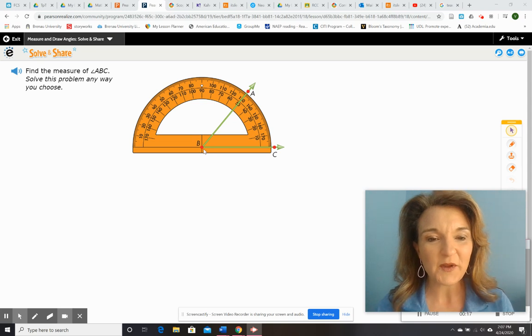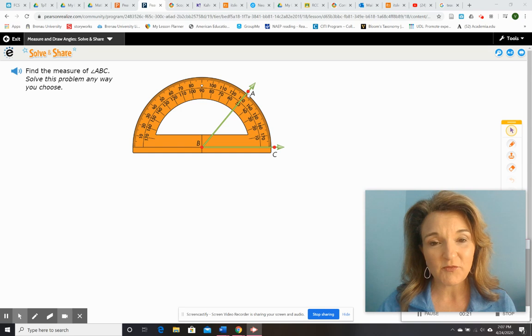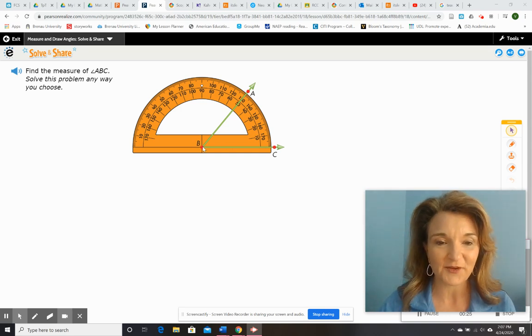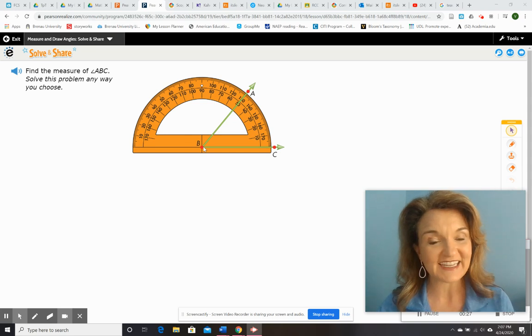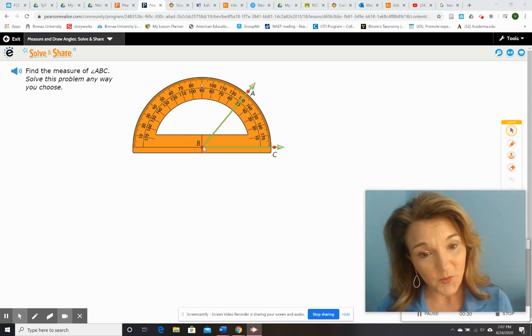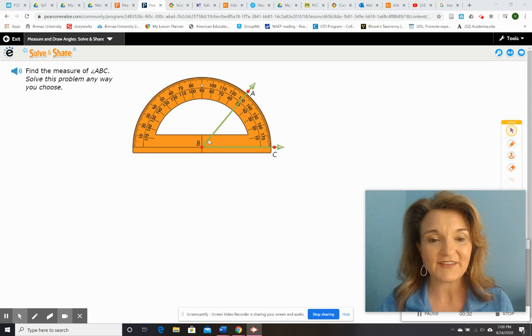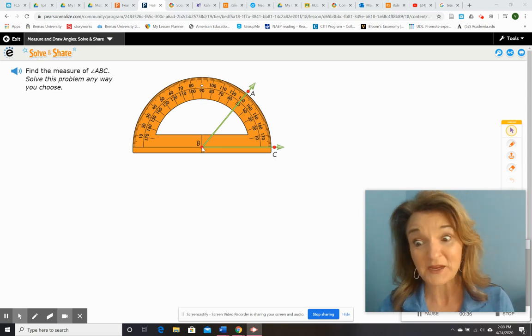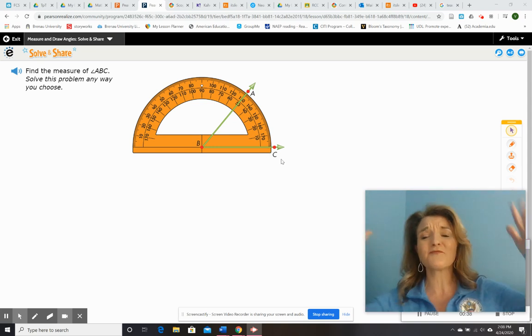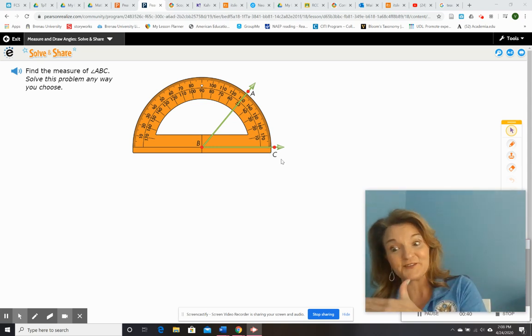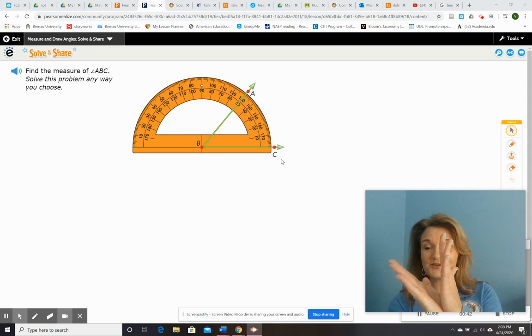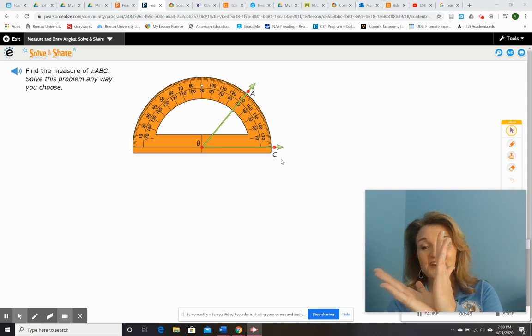We know that the point B is the vertex. It is the point in which the ray AB and the ray CB come together. And when I have two rays that come together at a point or a vertex, then I have an angle. So when I am measuring an angle, I'm not measuring the length of the ray, because we know that the ray goes on forever and ever and ever. What I'm actually doing is measuring the area inside that ray.